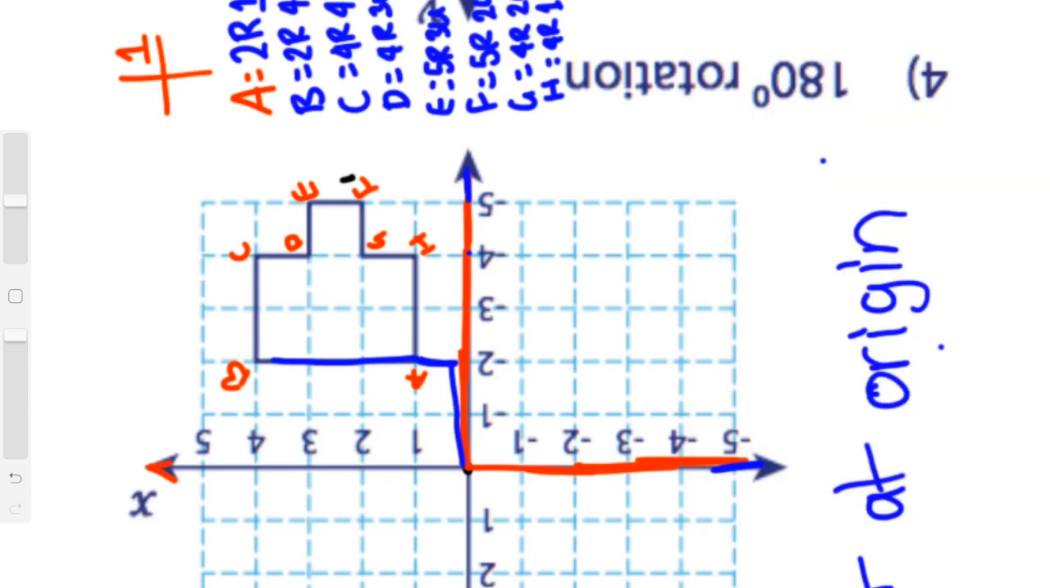Okay, I do the instructions again. So A is 2 right, 1 up. So I go 1, 2, up, A prime. B is 2 right, 4 up. 1, 2, 1, 2, 3, 4, B prime. C, 4 right, 4 up, C prime. D, 4 right, 3 up, D prime. E, 5 right, 1, 2, 3 up, E prime.